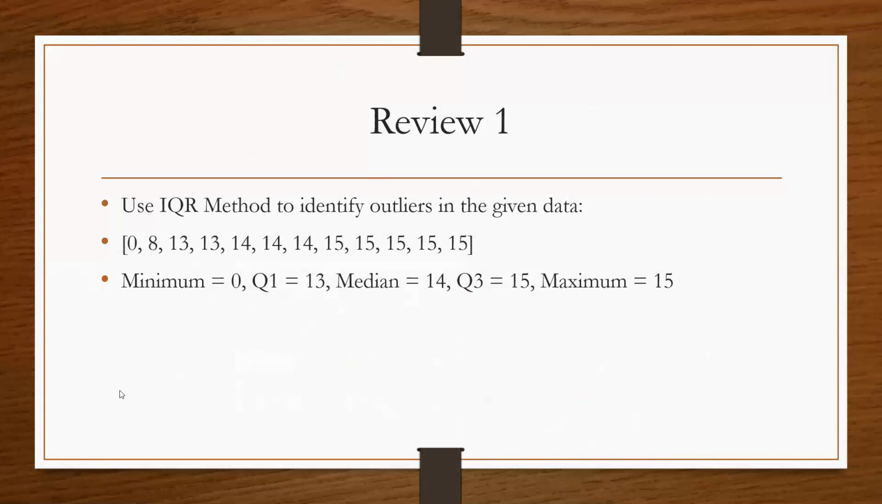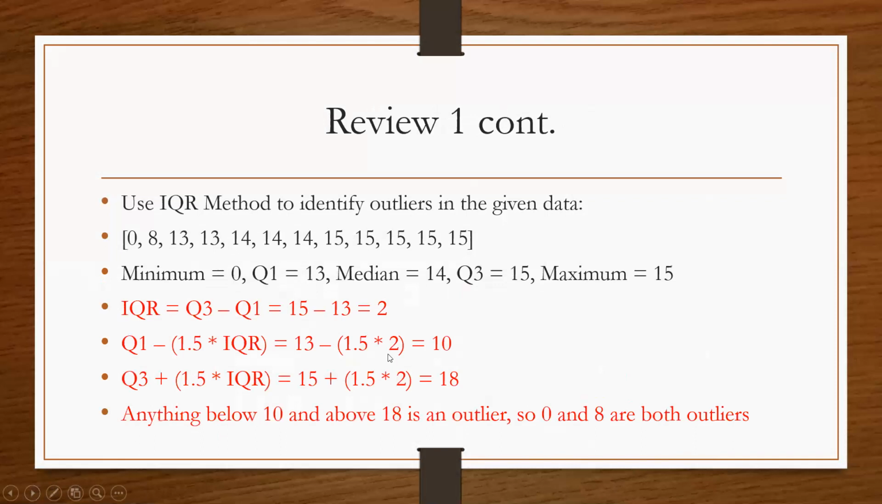All right, looks like you guys got this, so that's really good. Here's all my work. The IQR is Q3 minus Q1, which is 15 minus 13, so 2. The lower fence is Q1 minus 1.5 times the IQR, which is 13 minus 3, so you get 10. The upper fence is Q3 plus 1.5 times the IQR, which is 15 plus 3, so you get 18. Anything below 10 or above 18 is considered an outlier. So in this case, both 0 and 8 are outliers. Good job.